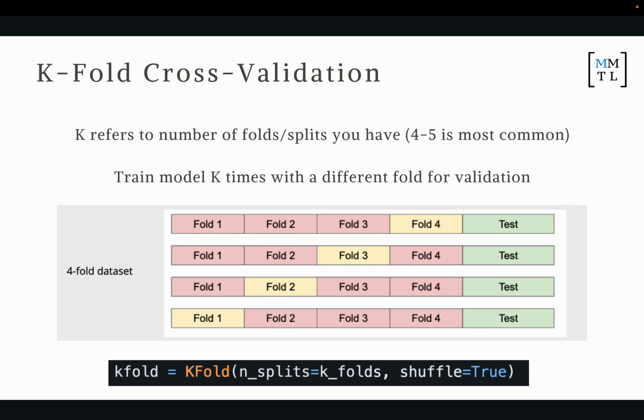Does that make sense? And then for some reason that works a lot better than train-test-validation by itself. Okay? So you'll just see k-fold around. Any questions on that one?